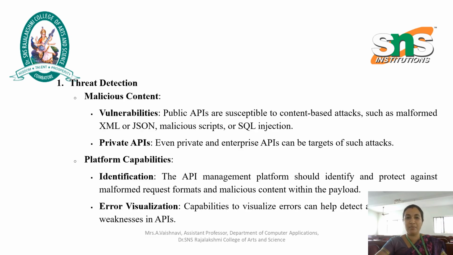Threat detection, malicious content, vulnerabilities. Public APIs are susceptible to content-based attacks such as malformed XML or JSON, malicious scripts, or SQL injection. Private APIs: even private and enterprise APIs can be targets of such attacks. Platform capabilities, identification: the API management platform should identify and protect against malformed request formats and malicious content within payloads.